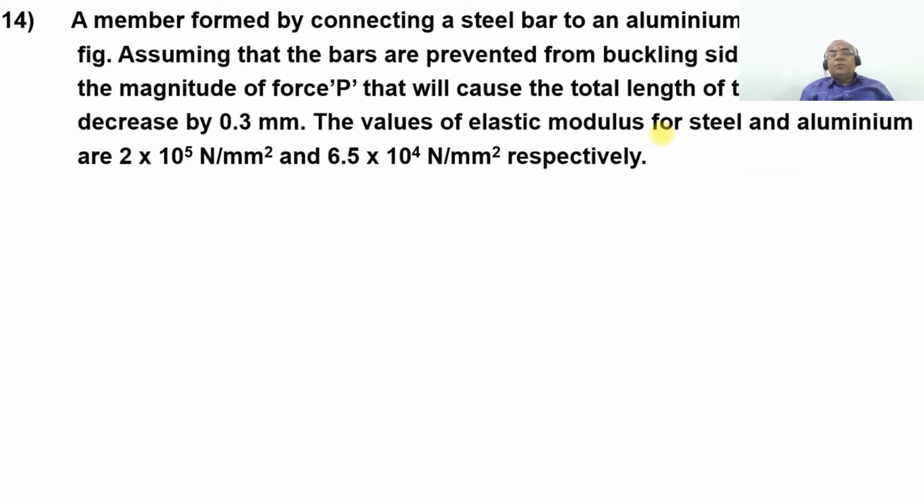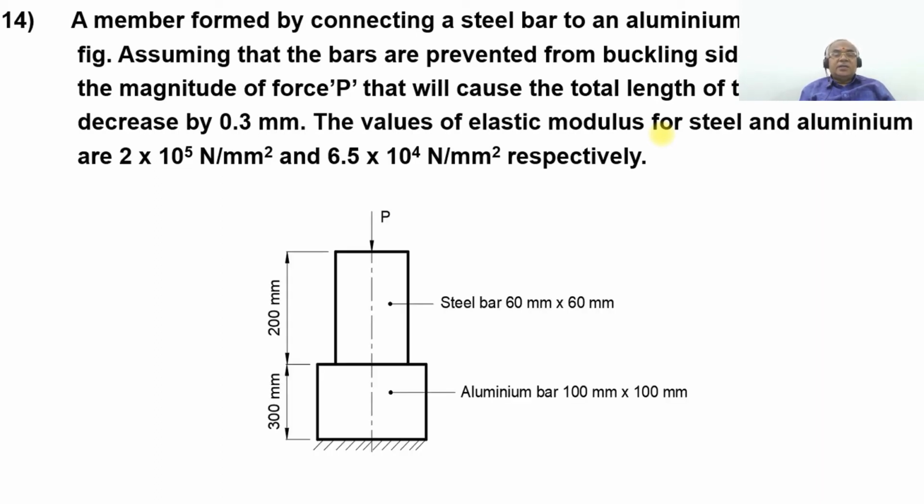Now we are going to take up one more problem, which is problem number 14. A member formed by connecting a steel bar to an aluminium bar is as shown in the figure. Assuming that the bars are prevented from buckling, that means sideways they can't buckle, calculate the magnitude of the force P, that is the load P, required that will cause the total length of the member to decrease by 0.3 mm. The values of elastic modulus for steel and aluminium are 2 into 10 to the power of 5 and 6.5 into 10 to the power of 4 Newton per mm square respectively.